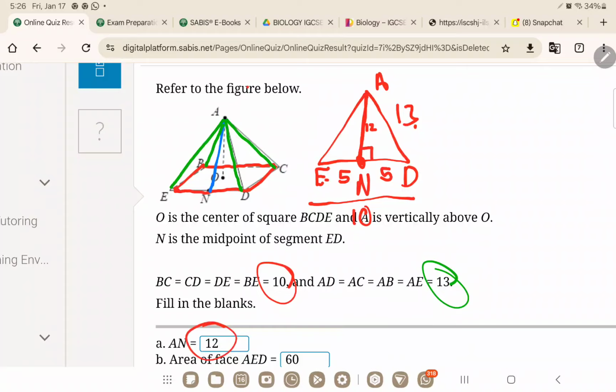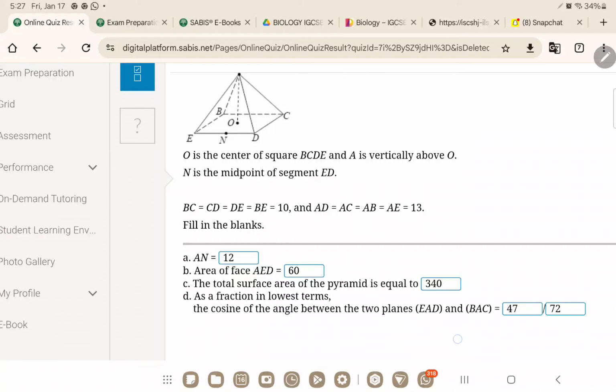Since we found AN, now we need to find the area of AED. We know that the area of a triangle equals half base times height. So half is half, base is 10, and the height is what we just found, AN, 12. So half of 10 times 12 is 60. So that's the first two parts of our question solved. Now let's move on to parts C and D.